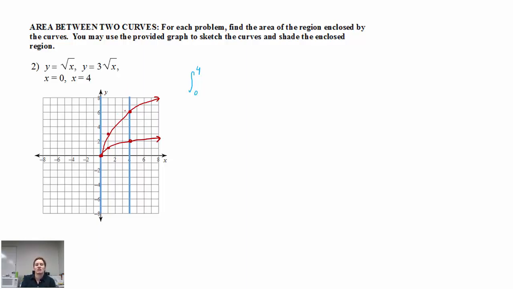Now, if I wanted to shade in between these two curves as well as in between 0 and 4, that's this nice part right inside of here. That's what we're trying to find the area of. So we have to think about which part of this is making up the top and which part of this is making up the bottom. Well, the 3 square root of x is actually the top part of this, and the square root of x is the bottom part. So that's the order we want to do these in. 3 square roots of x minus the square root of x dx.